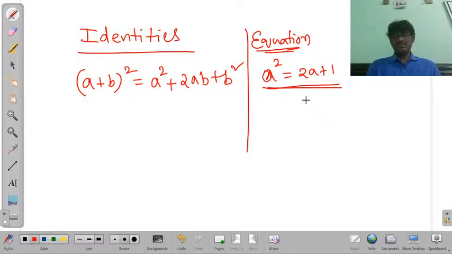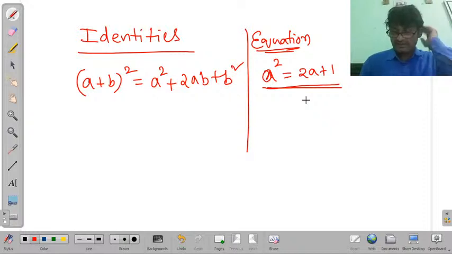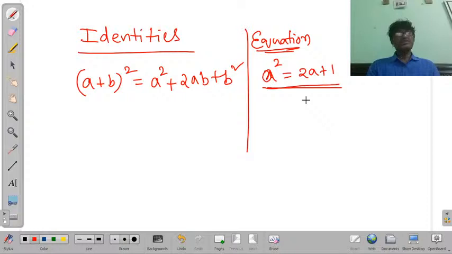Identity and equation. Can anybody say? Yeah, I'm waiting for your answers. Shravani K, yes, of course, you said this is equation. Okay, right. What is the difference between identity and equation?